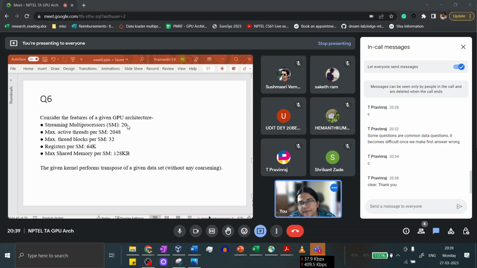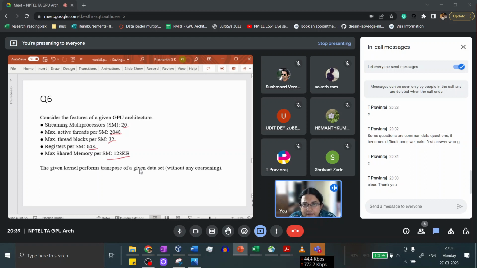So for this GPU architecture, we have 20 SMs. Max threads per SM is 2048. Max blocks per SM is 32. Registers per SM is 64K. Max shared memory per SM is 128 KB.